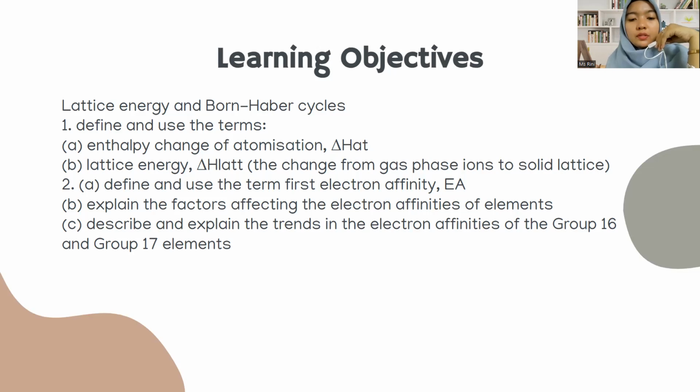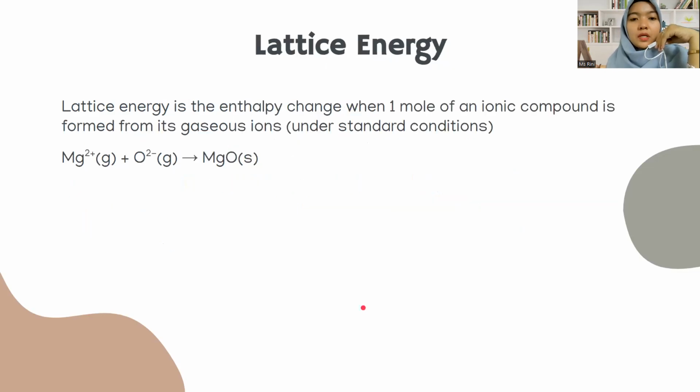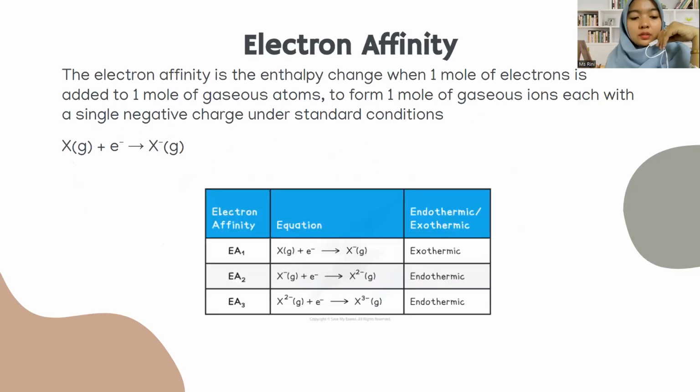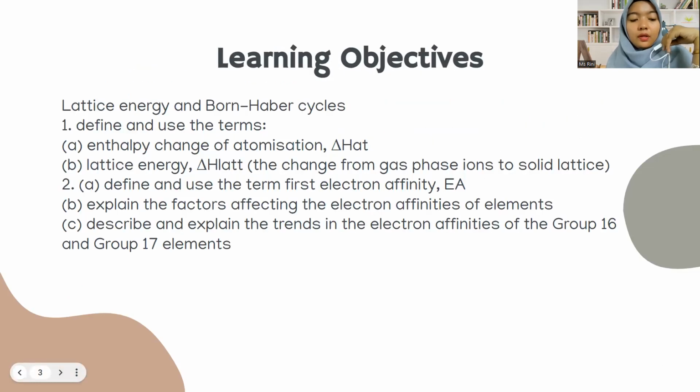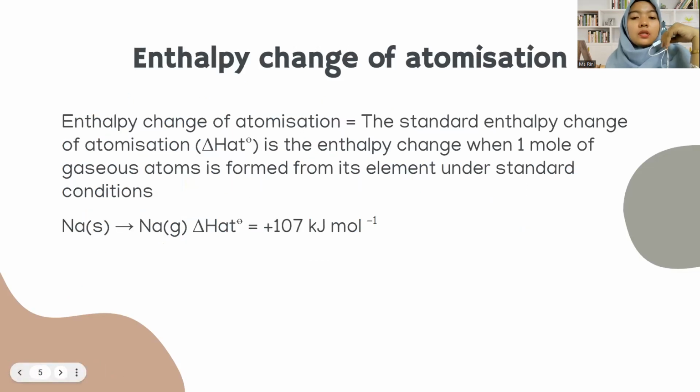So here is the definition. Okay. So the enthalpy change of atomization is the enthalpy change when one mole of gas atoms is formed from its element under standard conditions. So if it is hard for you to analyze, I'm going to show you the example.